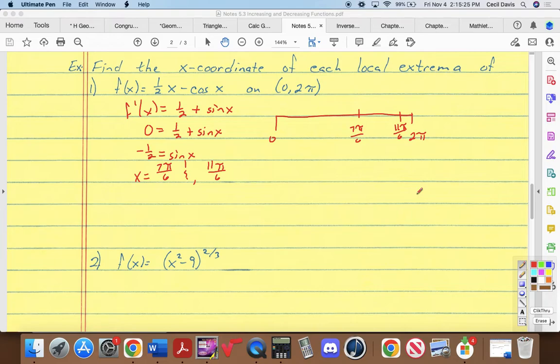So let's say I pick pi in here. Sine of pi is 0 plus a half, so f prime is positive here. And in the interest of time that we're starting to run out of, I'm just going to tell you that it does keep switching back and forth.